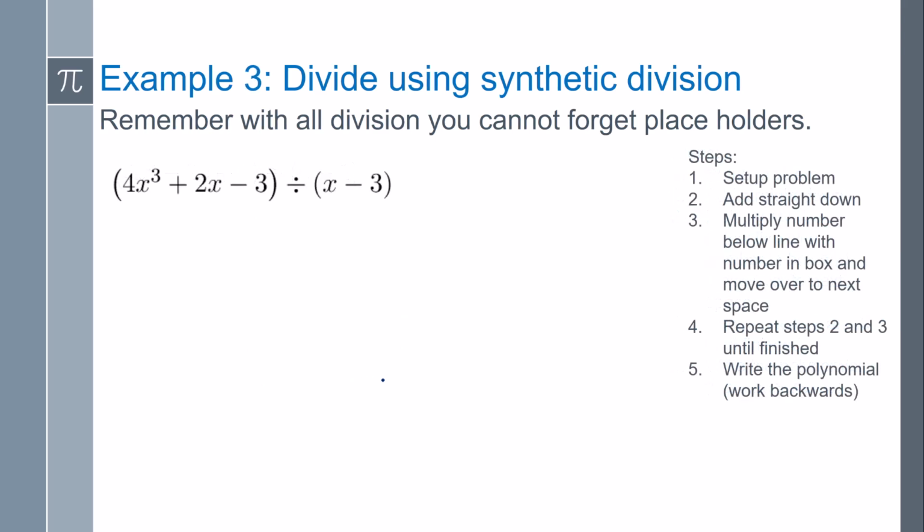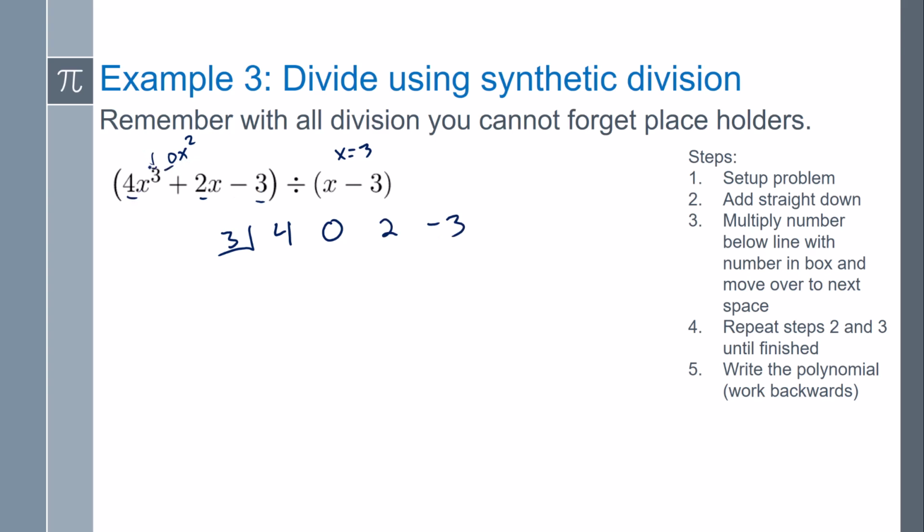Get another one, setting it up. So remember, we have to set this equal to 0. So you get x equals 3. So we put the 3 in the box. We have our coefficients, 4. Now notice I don't have an x squared, so I have to include the placeholder. If you don't include the placeholder, it will be wrong. So 4, 0, 2, negative 3.